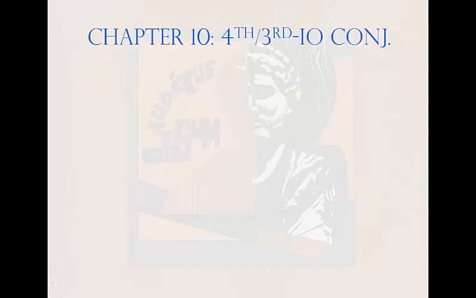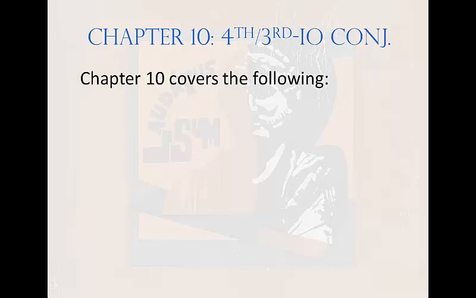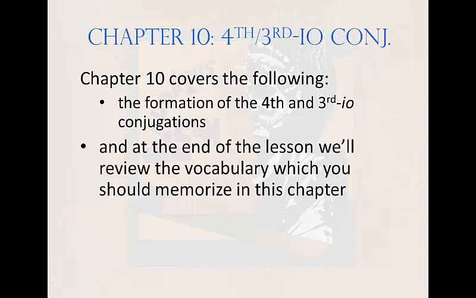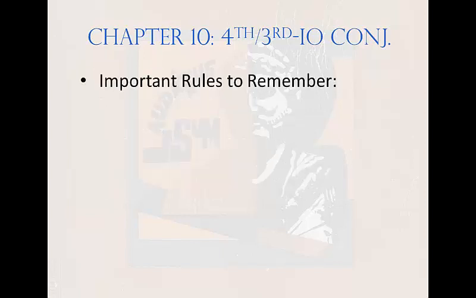Chapter 10. Third IO and Fourth Conjugation Verbs. Chapter 10 covers the following: the formation of the fourth and third IO conjugations. And at the end of the lesson, we'll review the vocabulary which you should memorize in this chapter. There are three important rules to remember.